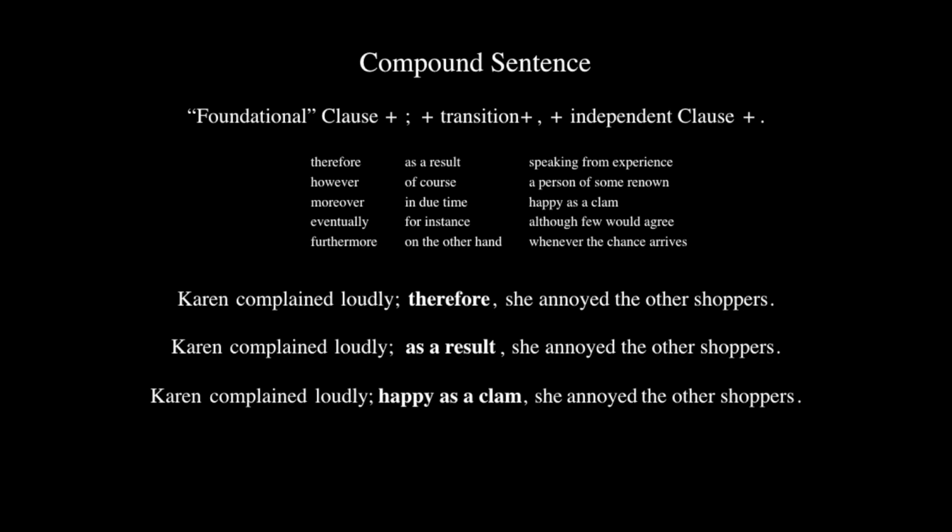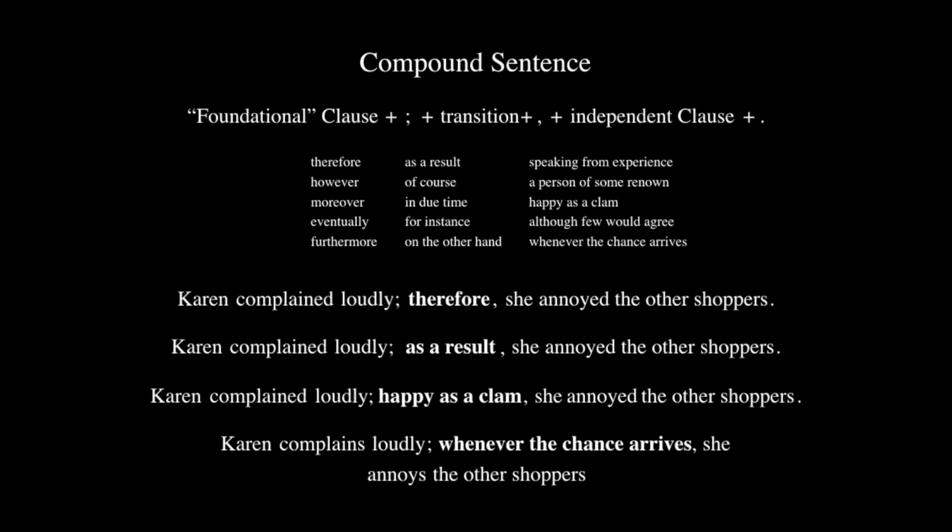So transitional devices can simply connect one clause to another, but they can also add a certain level of detail as well. Our last compound sentence, we're going to do something slightly different. I'm going to change the tense of complained to complains. So Karen complains loudly. This is something she always does. It doesn't matter what day it is, she just does this, right? And then I'm going to use a subordinate clause as my transitional device. Whenever the chance arrives, you'll notice arrives is also in the present tense. Then I'll put my comma and I'll put my second independent clause, she annoys the other shoppers.